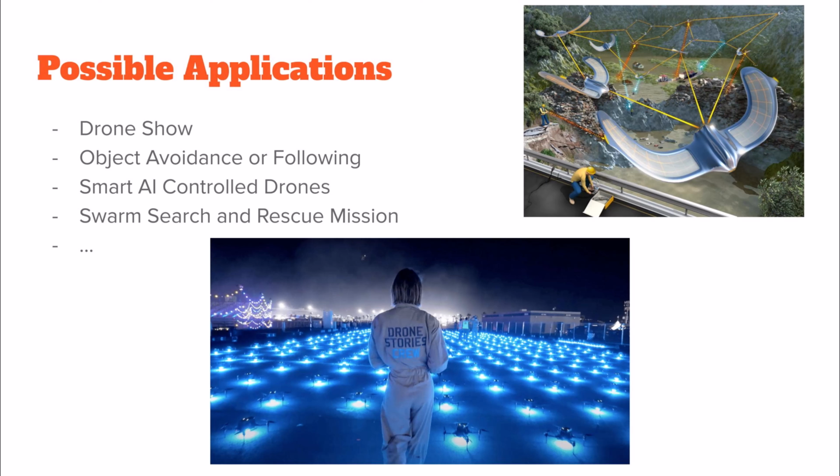Another application might be object avoidance or following. You might want to follow a target or follow a car, or you want to create an application that avoids the train or avoids the object. In that way, you might need to use offboard control to control your trajectory in real time. Other applications could be smart AI controlled drones that can decide what to do in real time. Maybe they have AI controlled logic, then based on what it sees and what its sensors are telling it, it can decide what to do.